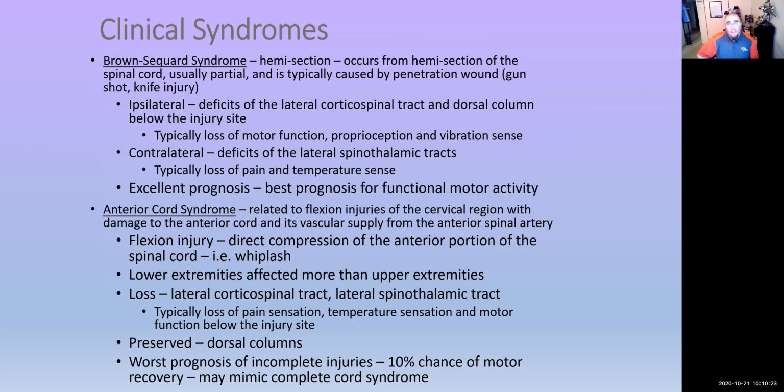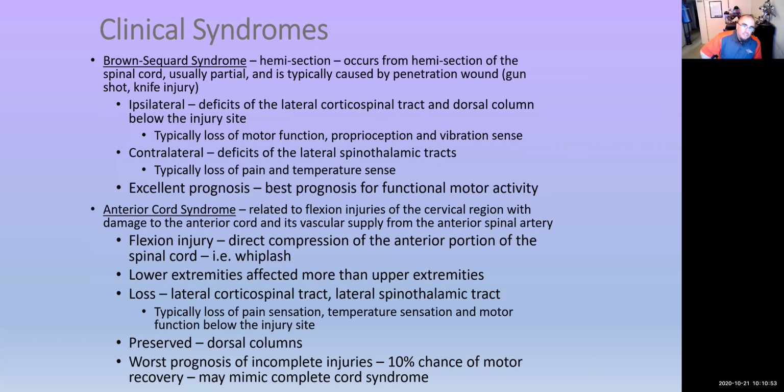And then dorsal column loss below the injury site. So if I'm stabbed, let's say at T5, I'm going to lose motor function on the same side below that. I'm going to lose proprioception and vibration sense. On the other side, on my left side, I'll typically lose pain and temperature sensation because I'll lose the lateral spinothalamic tracts, which are decussating tracts. They cross over.